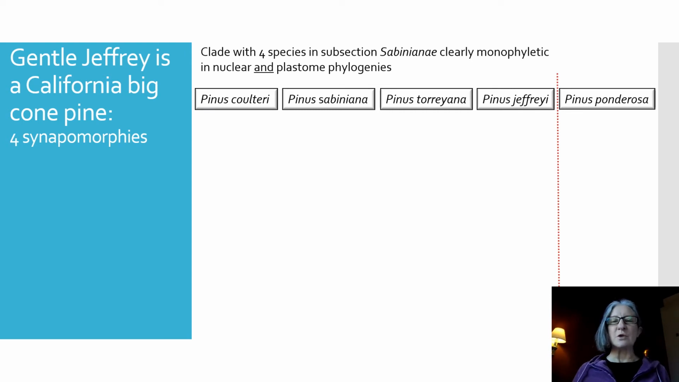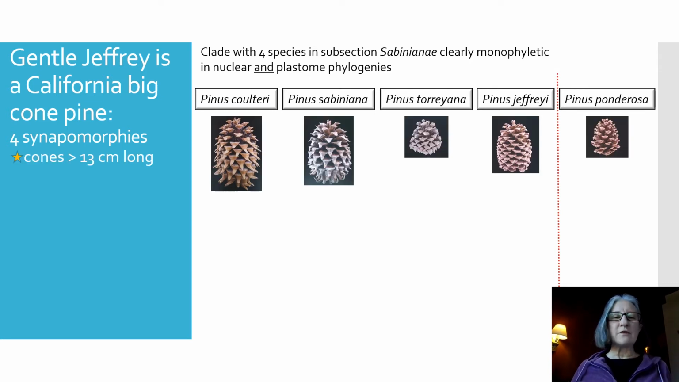In addition to the nuclear and plastid data, literature search shows 4 synapomorphies that hold those 4 taxa together. First of all, all of them have cones greater than 13 centimeters long. Jeffrey pine's cones are not heavy, and they don't have the outcurved prickles. They have different seed predators, so you would think that would be a good hypothesis for why that's so, but they all have big cones.